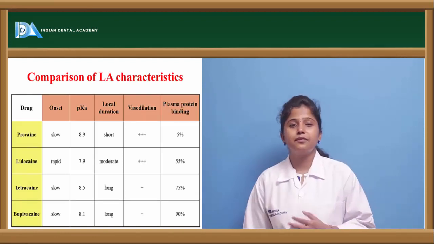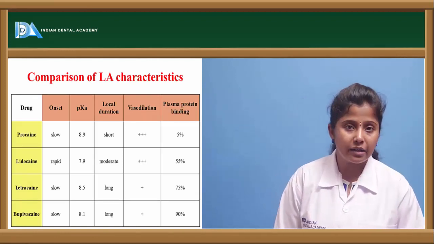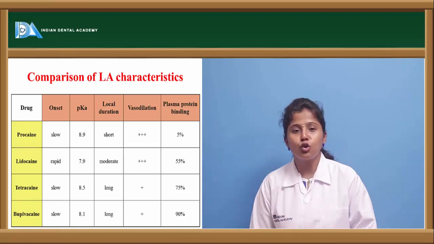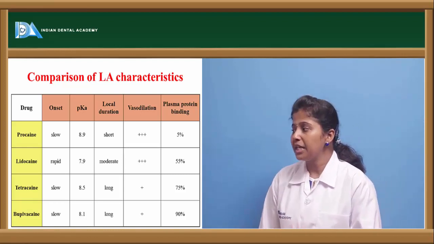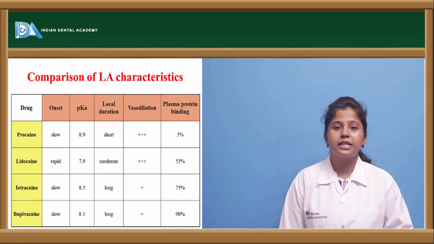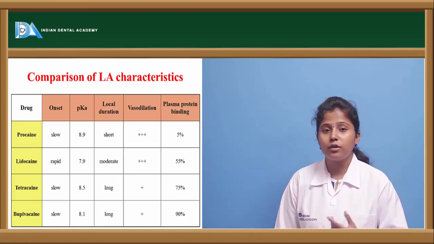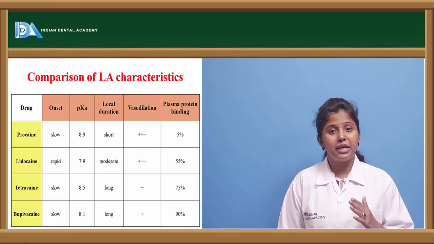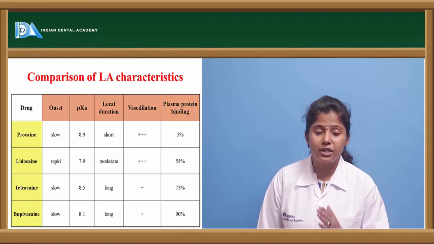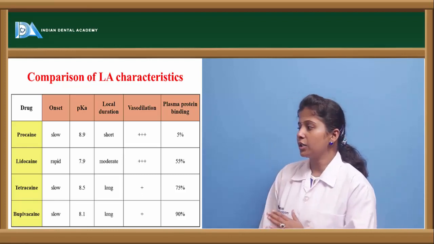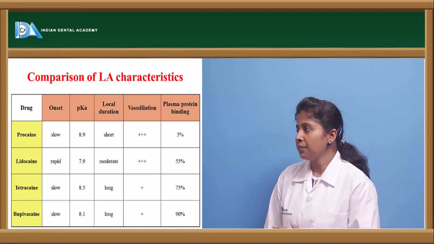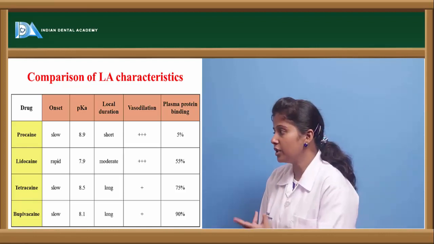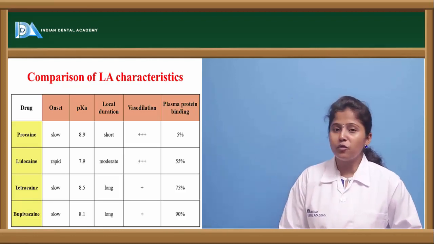Now let us compare the characteristics of a few local anesthetics. Procaine has a slow onset of action, and the pKa value of procaine is 8.9. If a drug has a lower pKa, that is, dissociation constant value, it is more potent. The duration of action of procaine is short, and the vasodilatation effect is more. Procaine causes vasodilatation, and plasma protein binding is up to 5%.